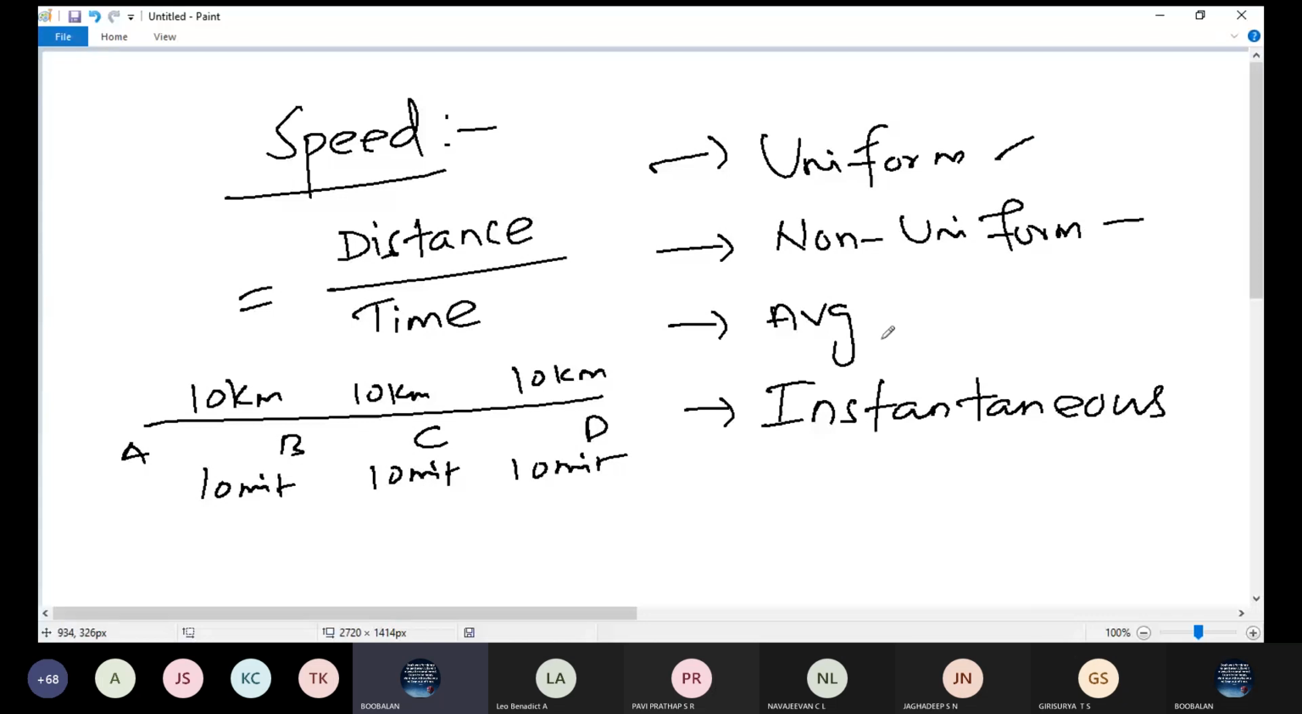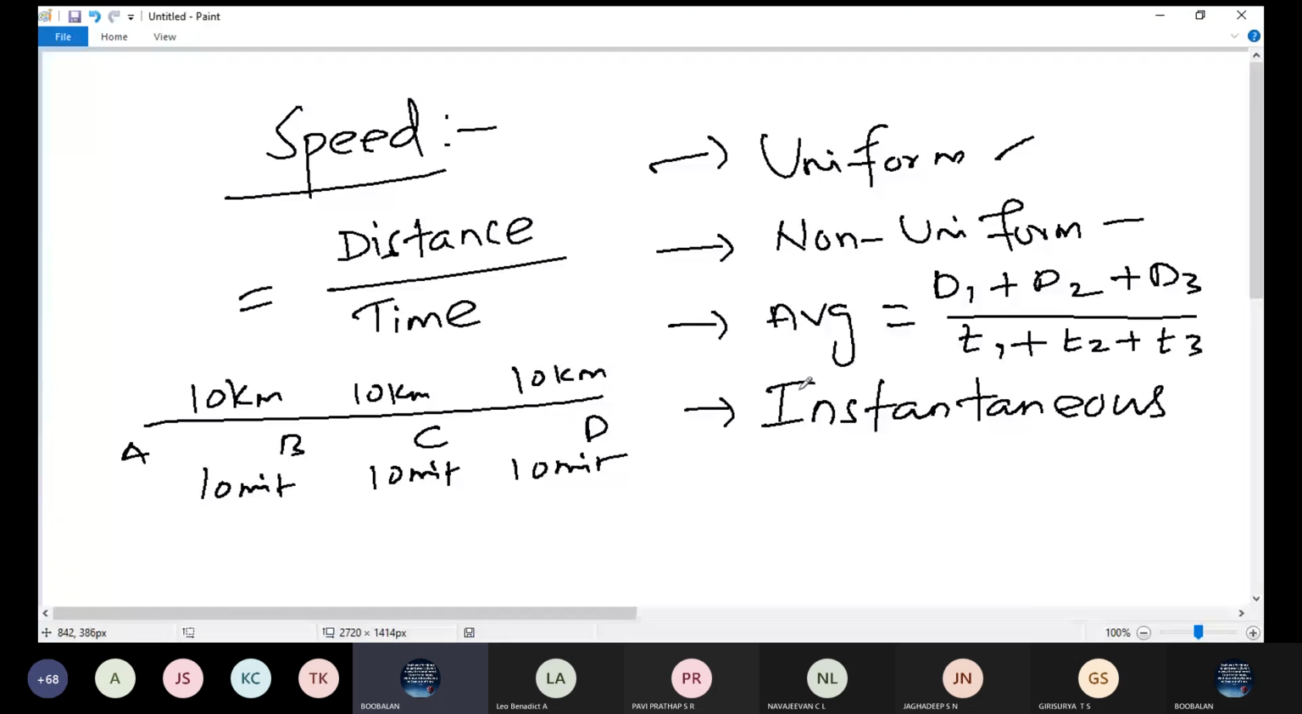So another one, average. We want to take the average. That is D1, D2, D3 divided by T1, T2, T3. Average speed. So see here, A to B, one distance, I can write D1. Again B to C, another distance, that is D2. C to D, that is D3. So the time taken is T1 plus T2 plus T3. So this is how to find the average speed. Okay. It is easy for you.